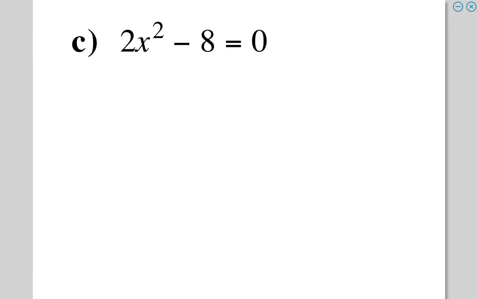Next one. Six. 6 is always 6. 6 is never 0. Okay, next one.